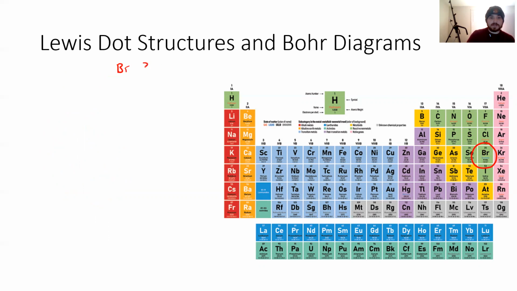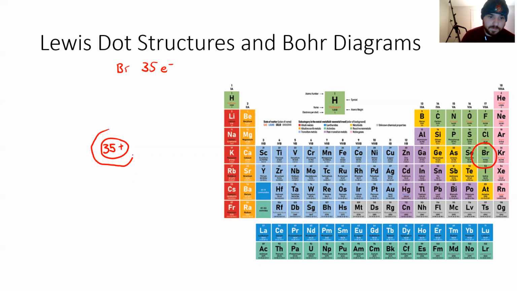So bromine, it's element number 35. So you've got 35 electrons. This time for the nucleus, I'm going to write 35 plus. That tells me that there are 35 protons. That is the element bromine. This is just another way of doing that center.